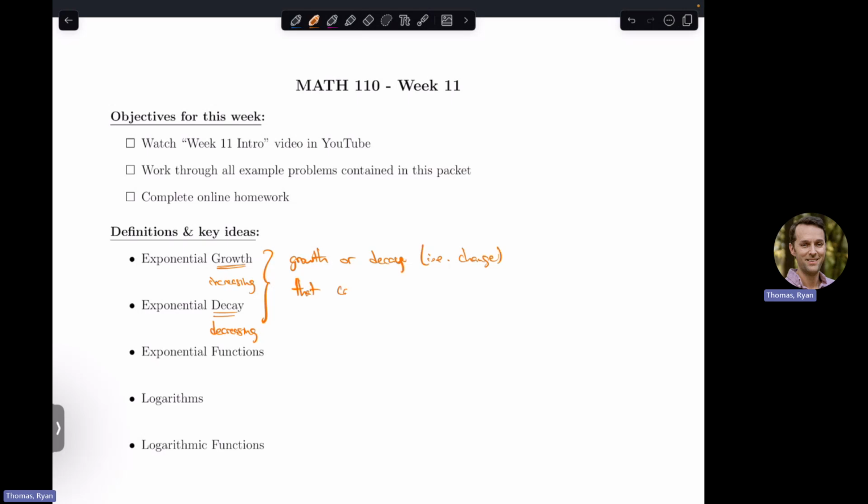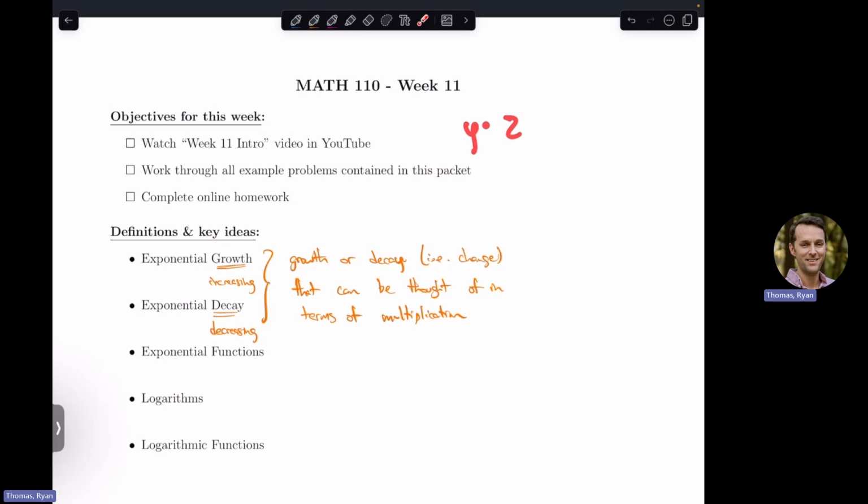That can be thought of in terms of multiplication. So in the same sense that when you look at a linear function, one way to think about it is repeated addition, and that's why the slope thing works the way it does.